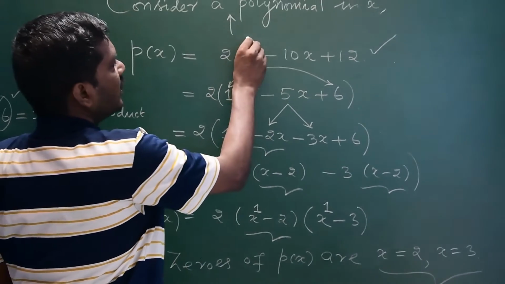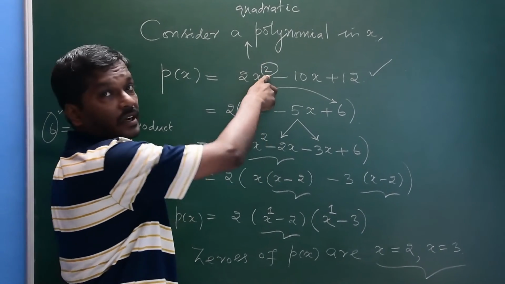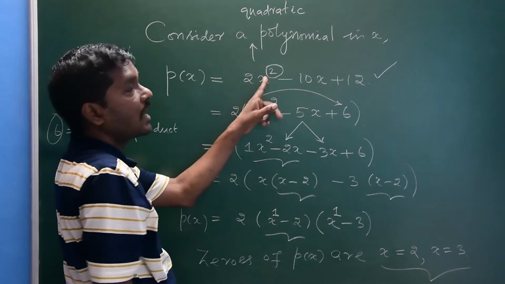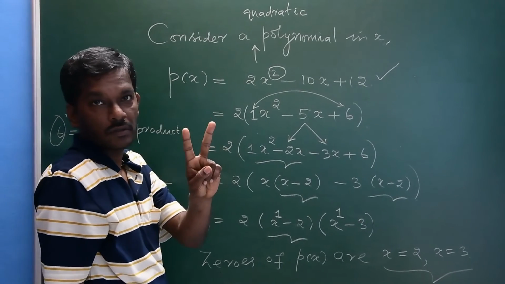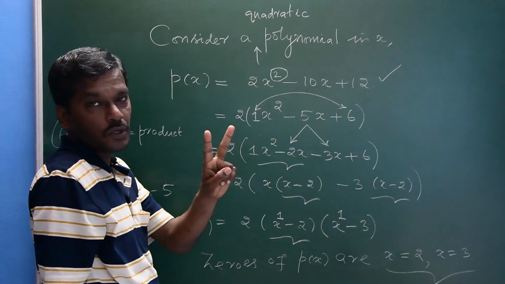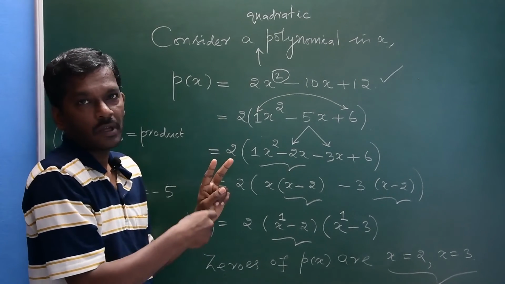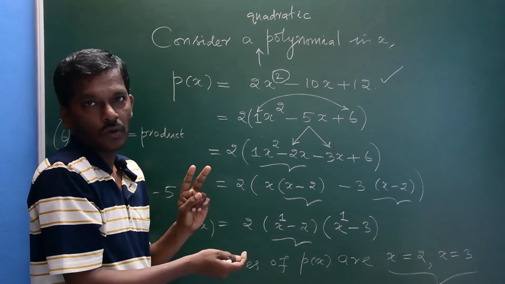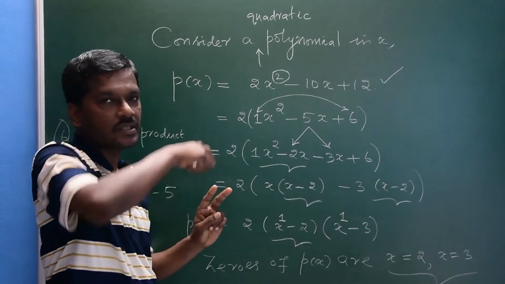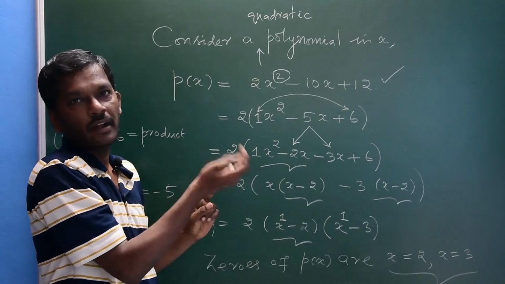What is the degree of the polynomial? Quadratic polynomial degree is 2. So it can have at the most 2 zeros, as we have mentioned in the previous video also. There can be a quadratic polynomial without zeros also, and there can be a quadratic polynomial with exactly 1 zero, which may get repeated.